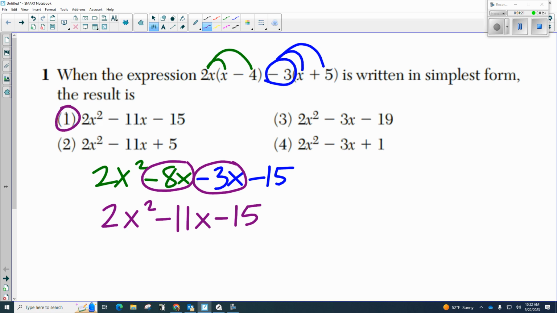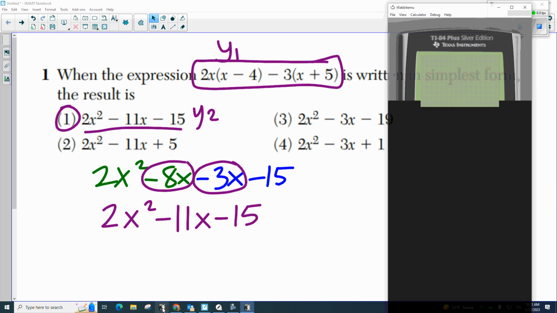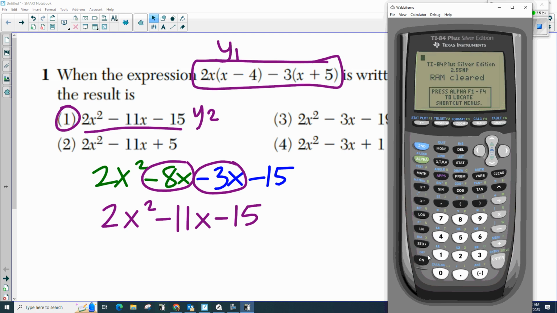Okay, you can also use your calculator on this. Anytime it's talking about things being in simplest form or equivalent, we can use our graphing calculator. So we put the question into Y1, and then we put each answer choice one at a time into Y2 and see if they are the same. Sometimes the question says equivalent.